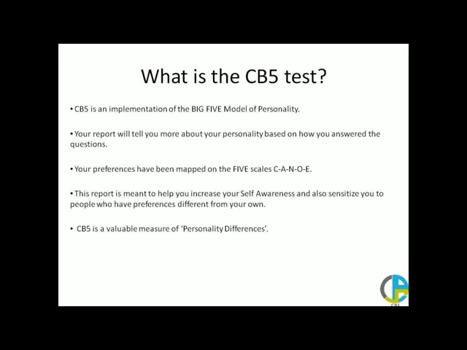After you have taken the online test, you would have received a report, and today we are going to talk about this report in detail. Your report will tell you more about your personality based on how you answered the questions. Your preferences have been mapped on these 5 scales, CANOE. This report is meant to help you increase your self-awareness and also sensitize you to people who have preferences which are different from your own. And therefore, CB5 becomes a valuable measure of personality differences.